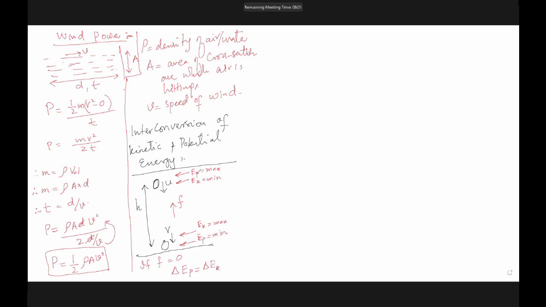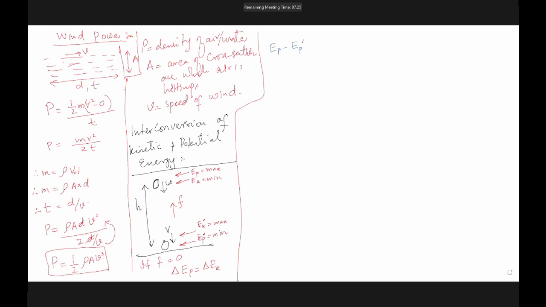यानी जो भी initial potential energy है, just take it EP dash, और इसको EK और इसको EK dash इस तरह से ले लेते हैं. So this gives you change in potential energy is EP minus EP dash. EP is the potential energy at the maximum height, and EP dash is the potential energy at the minimum height.